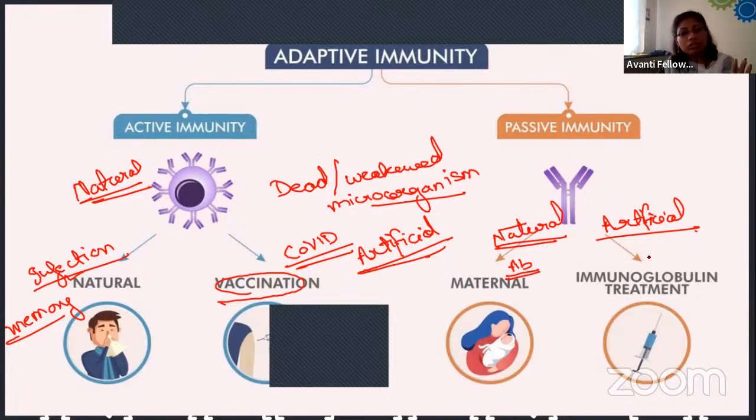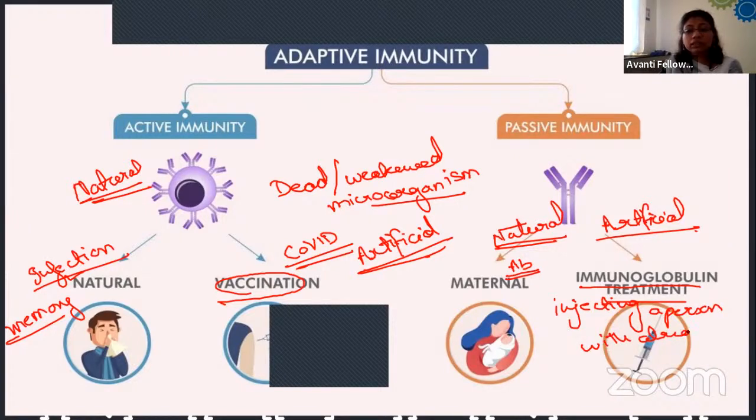Okay, now for that you will not wait until your body recognizes it and produces the immune response to it, right? In that meantime, the person will be dead. So for that condition, we have to inject a person with already produced antibody. That is known as immunoglobulin treatment, in which we are injecting a person with already produced antibody. Okay, so what can we do for this?